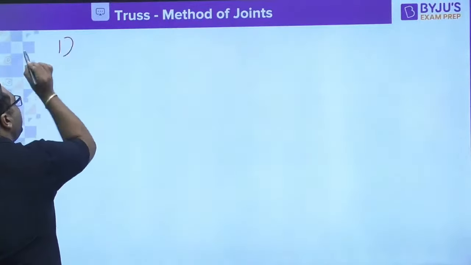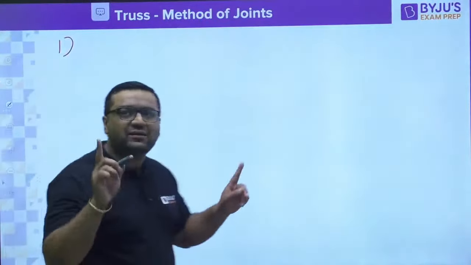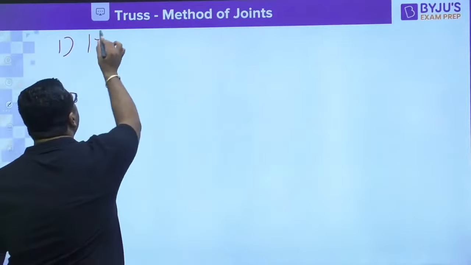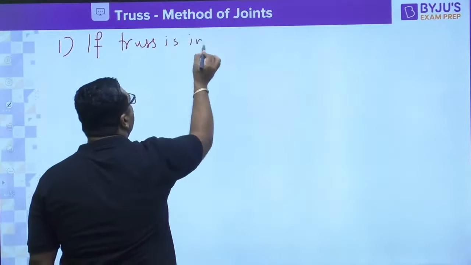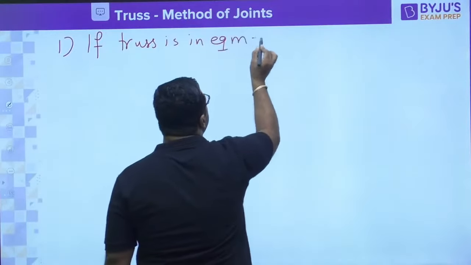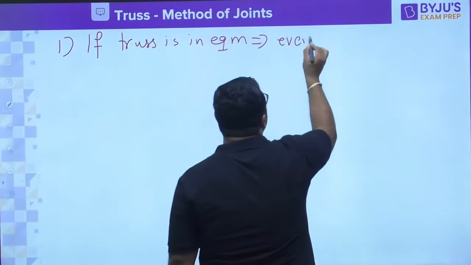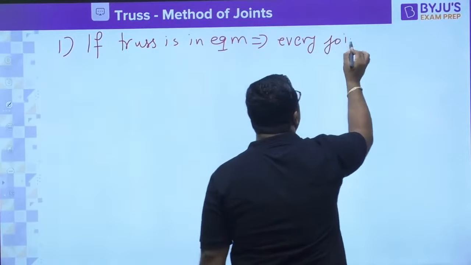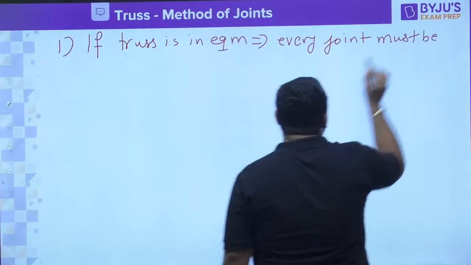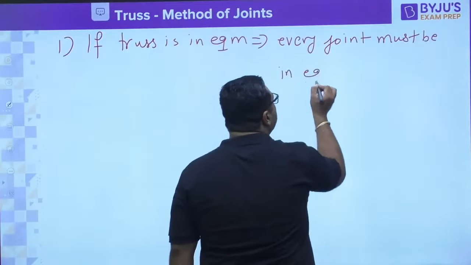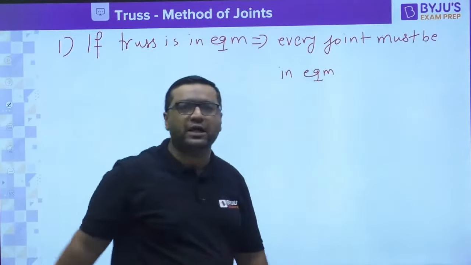My first point is that if the truss is in equilibrium, then every joint must be in equilibrium. Every joint must be in equilibrium. This is our first important point.